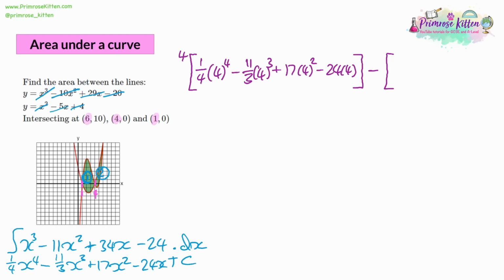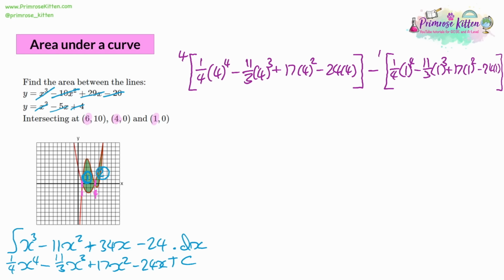We take away from that the second number, which was a 1. So we're going to have a quarter of 1 to the power of 4, take away 11 thirds of 1 to the power of 3, plus 17 lots of 1 squared, minus 24 lots of 1. So there's a lot to do there, but we need to get a number for the first area.